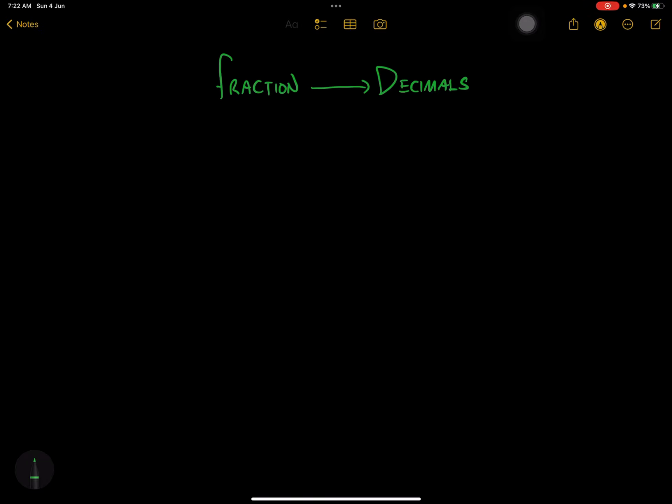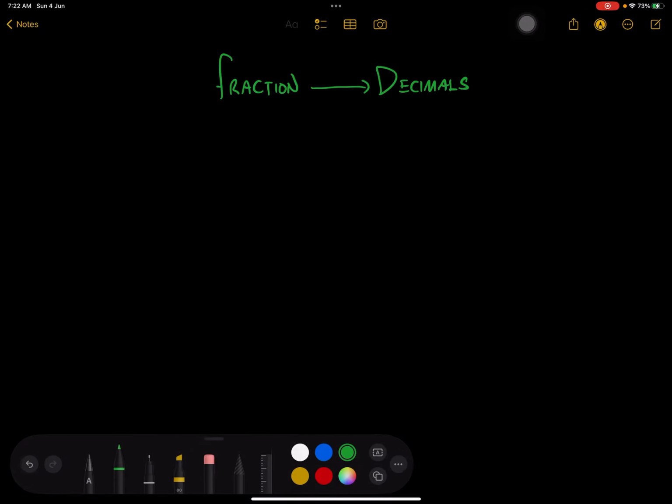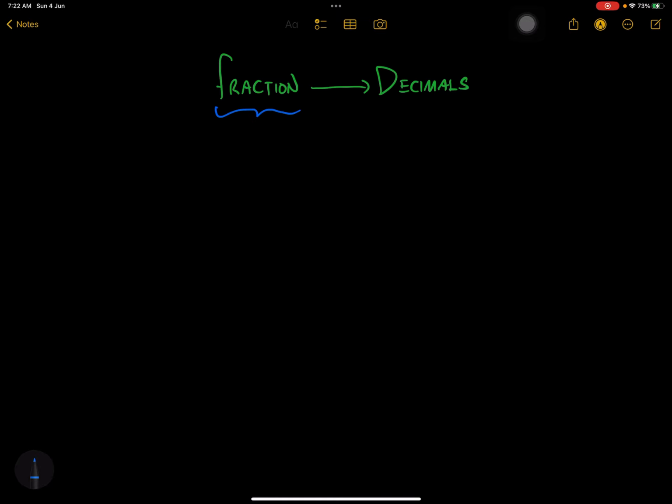Today we are going to look at how we can convert fractions into decimals. If you remember, we mentioned that fractions are of the form a over b. Anything that has a numerator divided by a denominator is a fraction. So keep in mind, the moment you find something on top, and a division sign with a denominator at the bottom, then you are talking about a fraction.